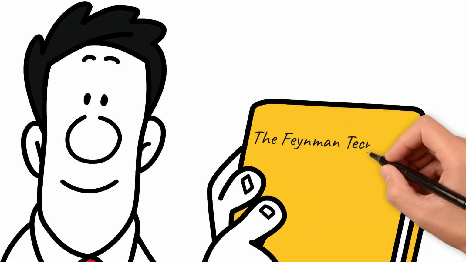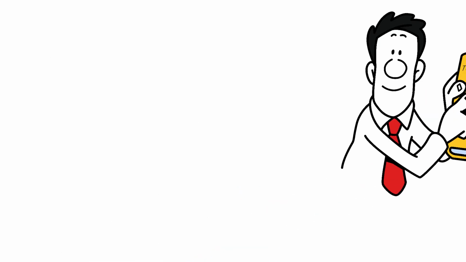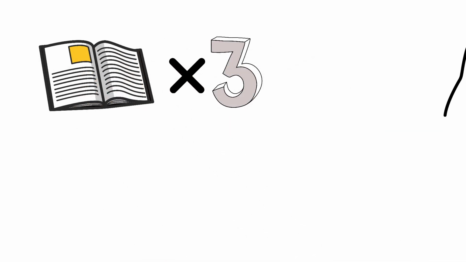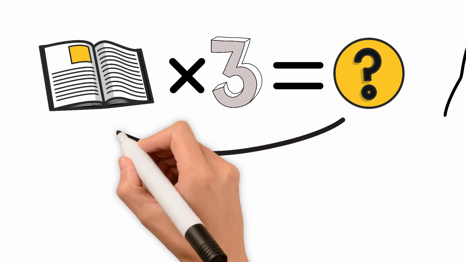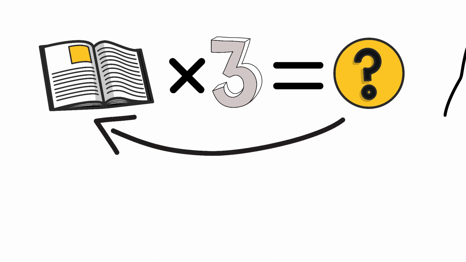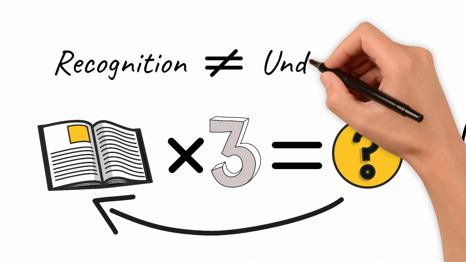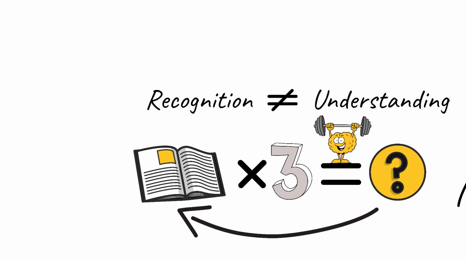The Feynman Technique, learn anything in 4 simple steps. You just read a chapter 3 times and still can't explain what you learned. Sound familiar? You probably think you need to read it again, highlight more, or make better notes. But here's the brutal truth. You're confusing recognition with understanding. Your brain is tricking you into thinking you know something when you actually don't.